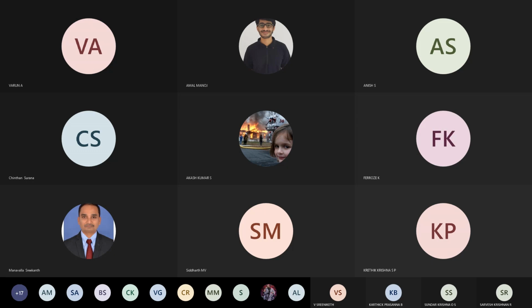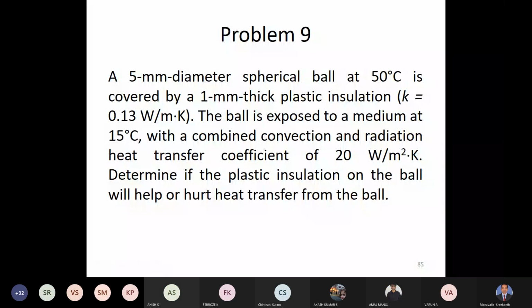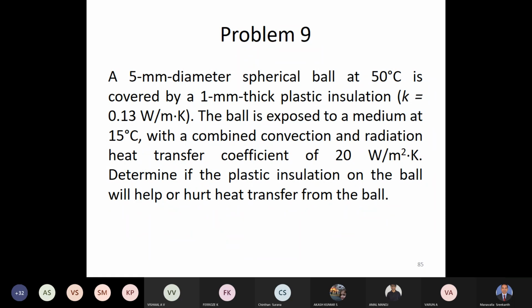So here we are. The ball is exposed to a medium of 15 degrees Celsius. So let us first draw it. It's a pretty simple diagram. It's only a sphere with some insulation cover over it.